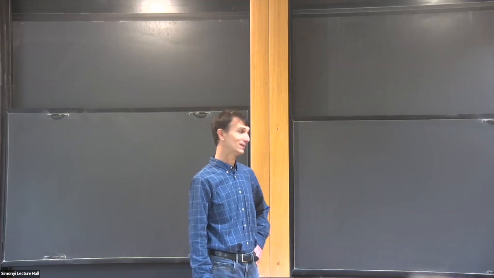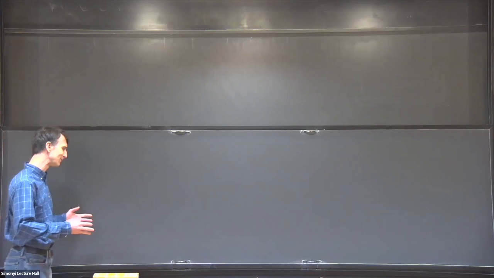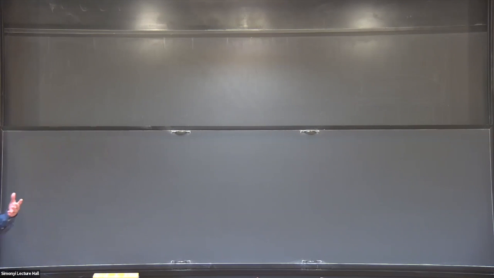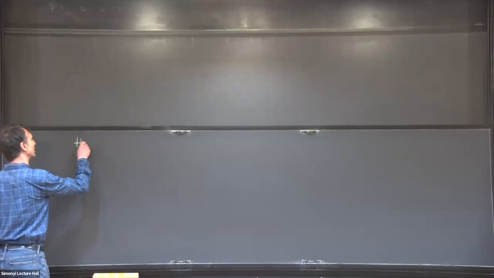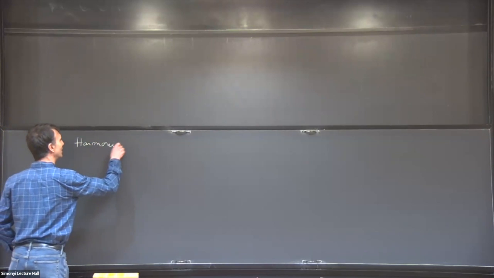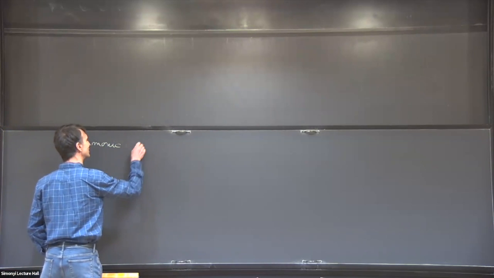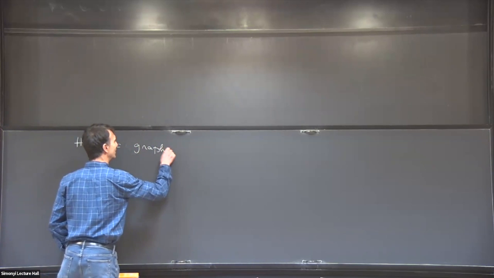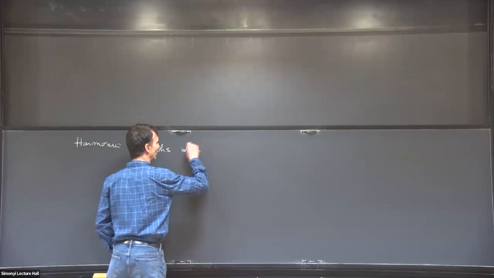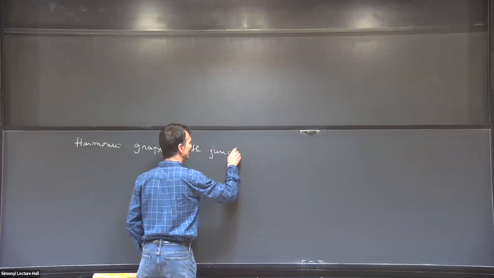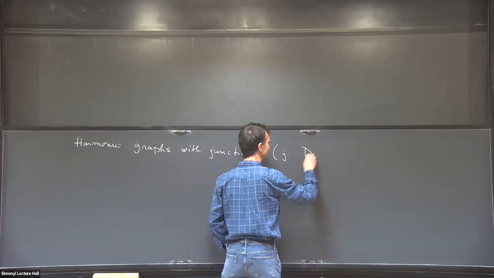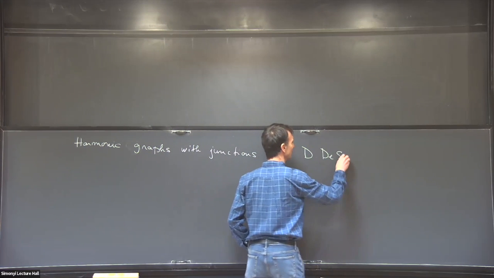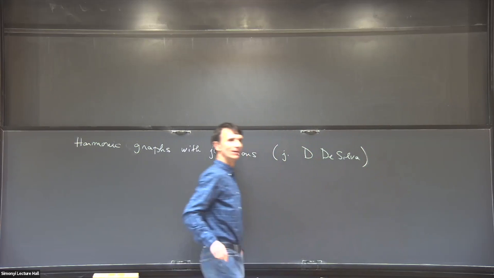Okay, so I would like to talk about a free boundary problem in a vector valued setting. Let me write the title here. I want to talk about harmonic functions, graphs, with junctions. This is joint work with Silva.